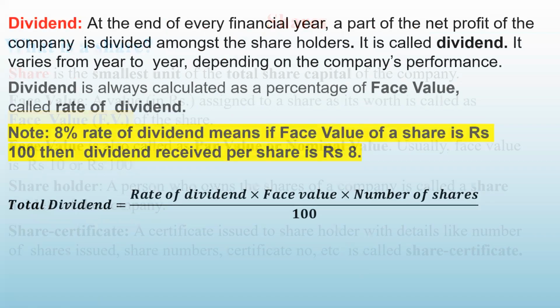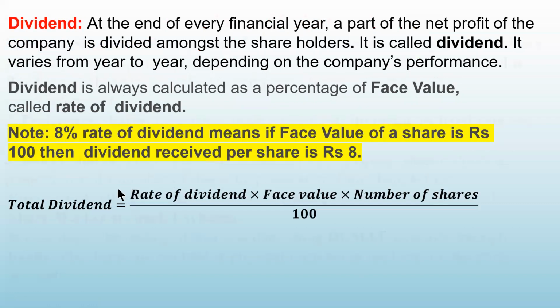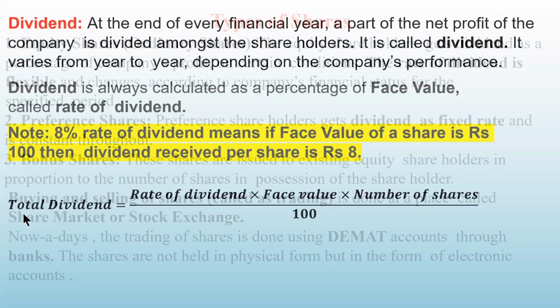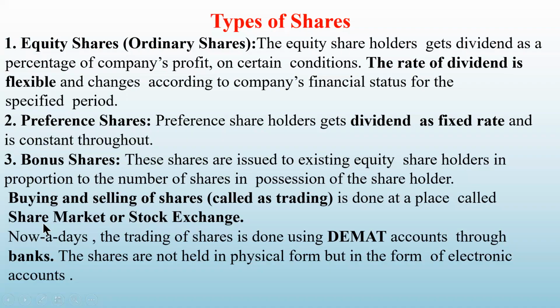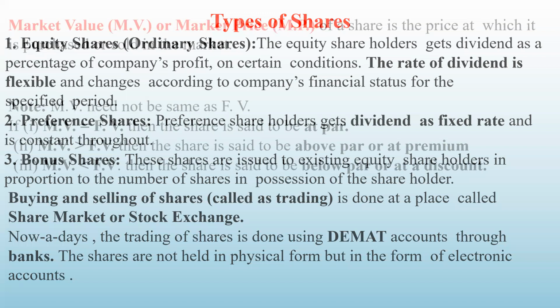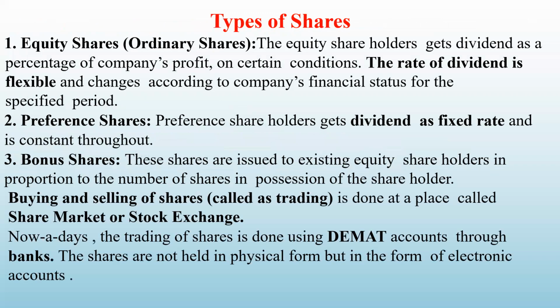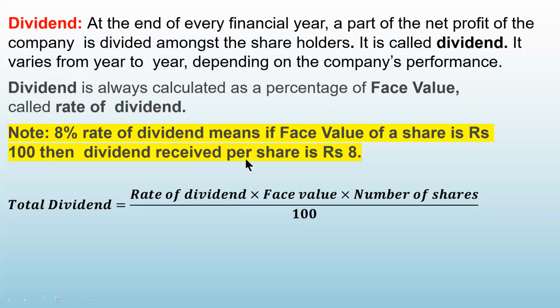So let me just revise what we did in the last class. We know how to find out the total dividend. Total dividend is always calculated on the face value. The rate of dividend is actually the percentage of the face value. If you want to calculate the total dividend, you first calculate the dividend on one share and multiply it by the number of shares, and you will get the total dividend. So the dividend on one share is rate of dividend into face value divided by 100. It's the percentage of face value, correct?